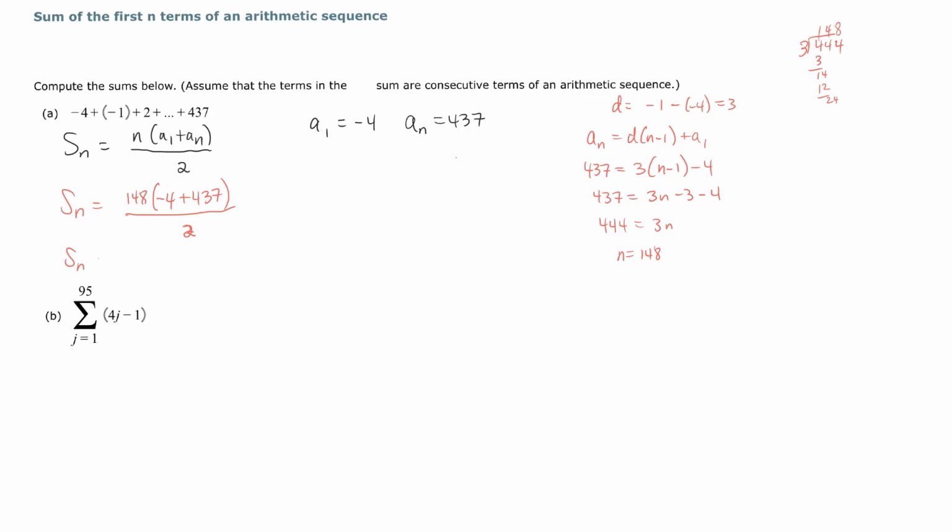And of course, you could simplify that. That's 74 times what? Times 433. Yeah, 433. And go ahead and use your calculator for that. The sum S sub n is equal to 32,042.